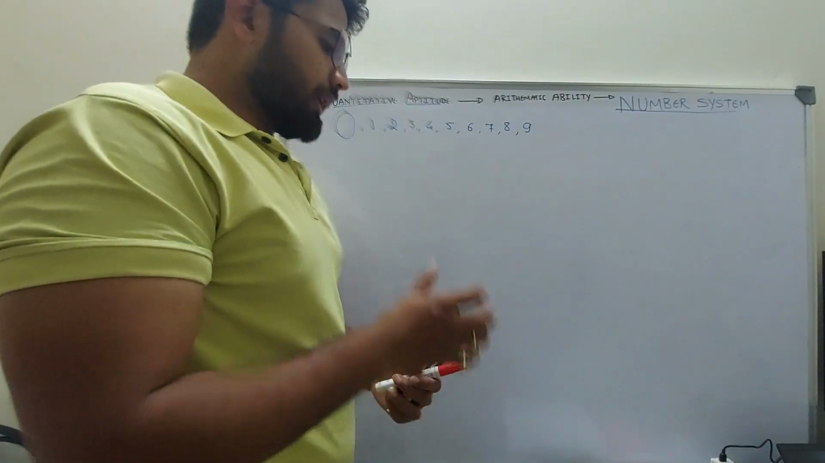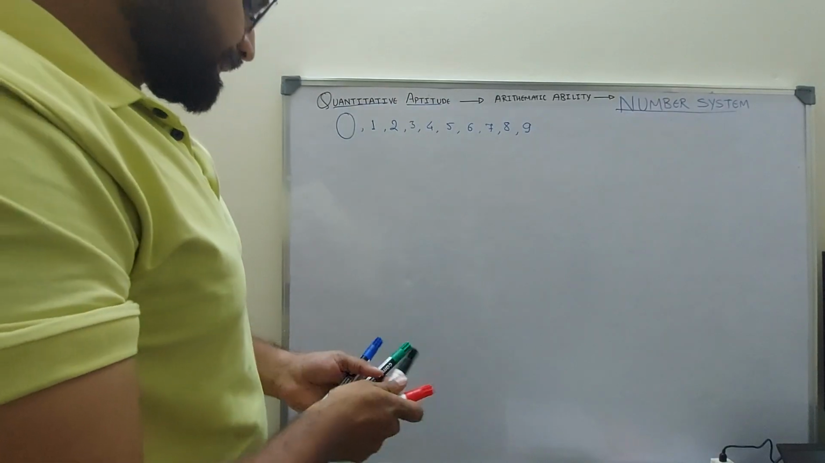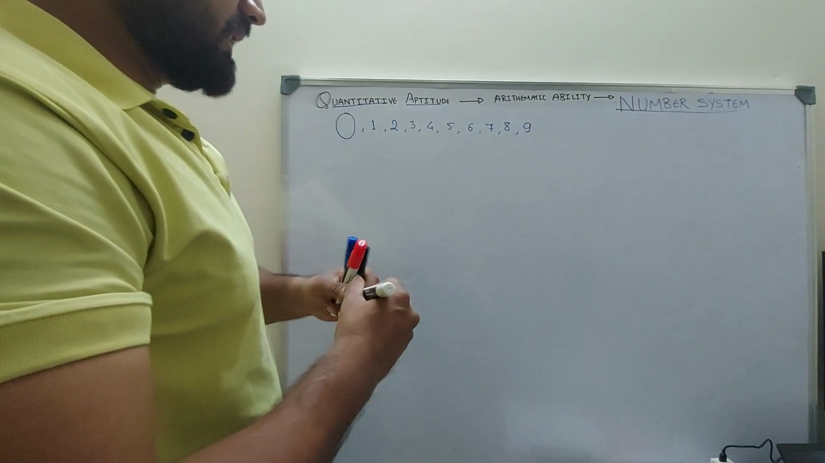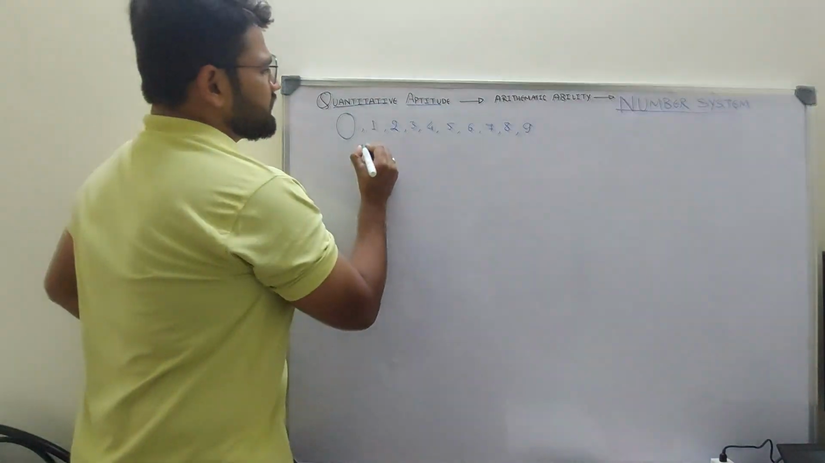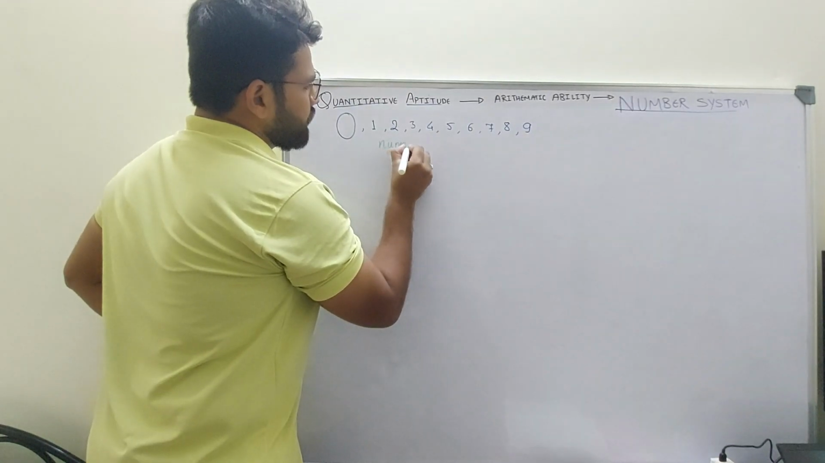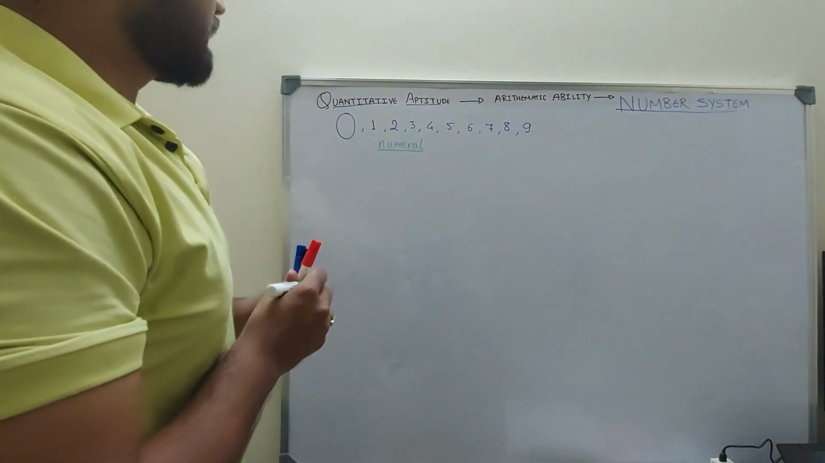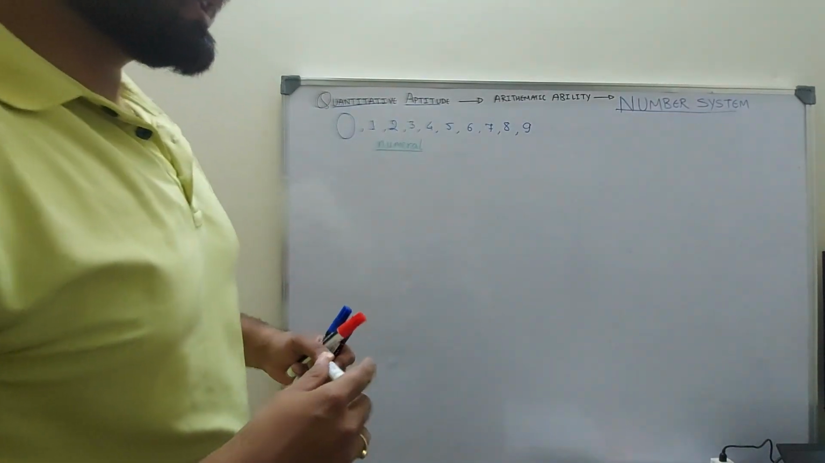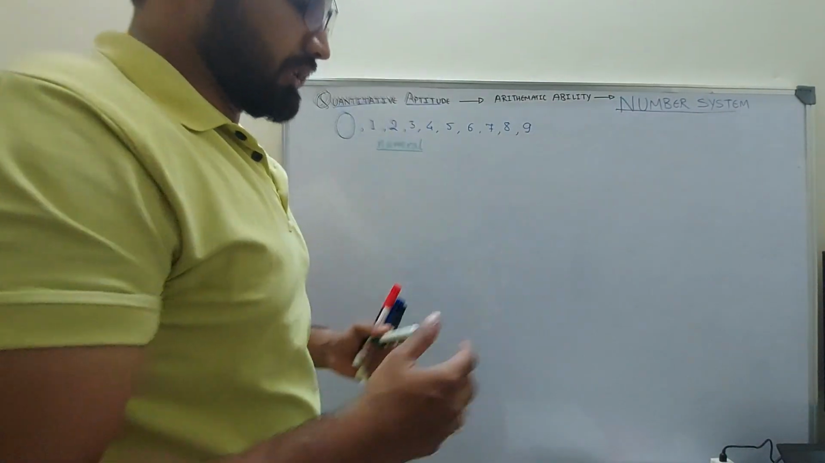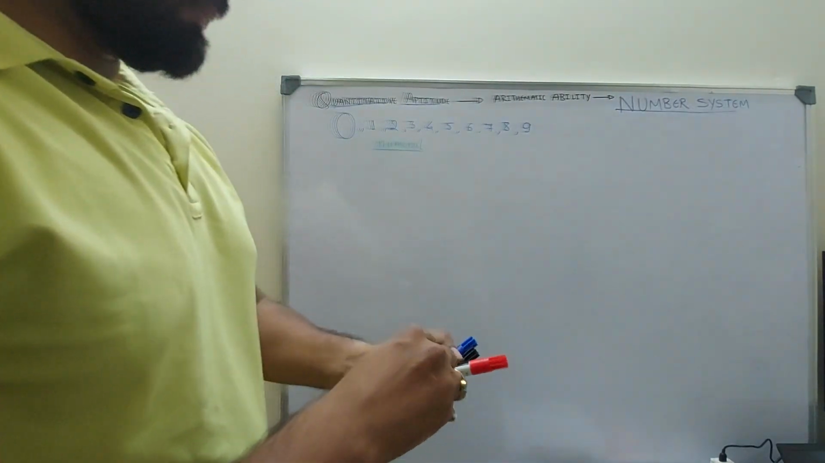Now you can say that a number is denoted by a group of digits called numerals. I hope this is visible. A number is denoted by a group of digits which are called numerals. For denoting a numeral, we can use the place value chart.